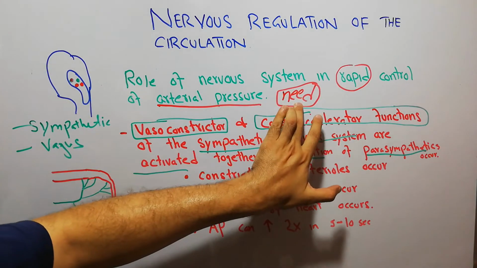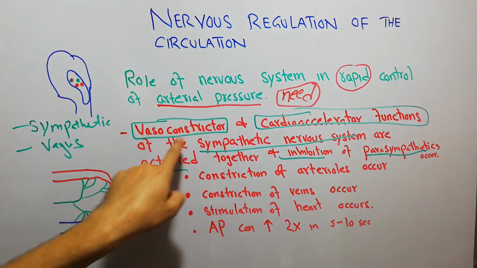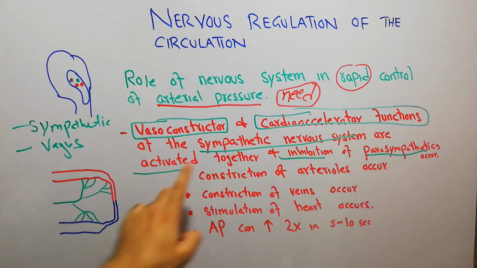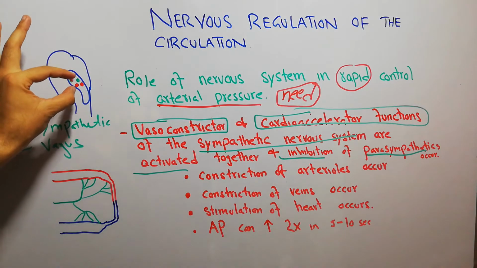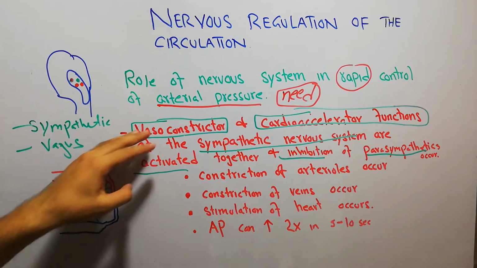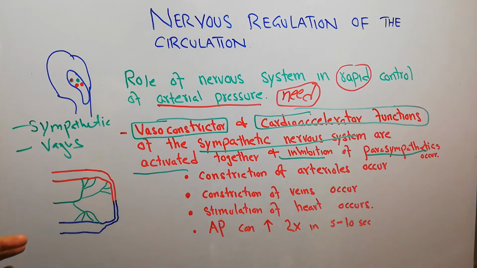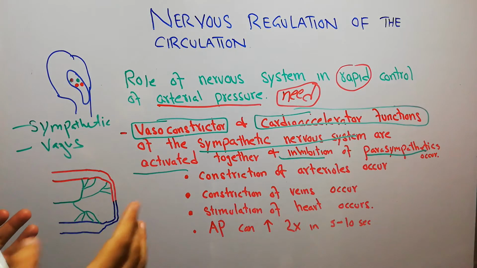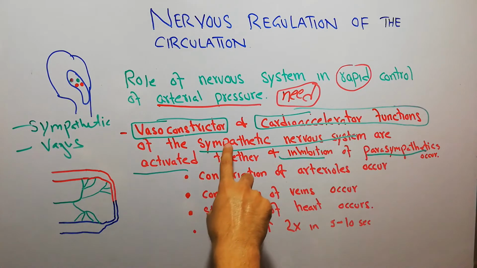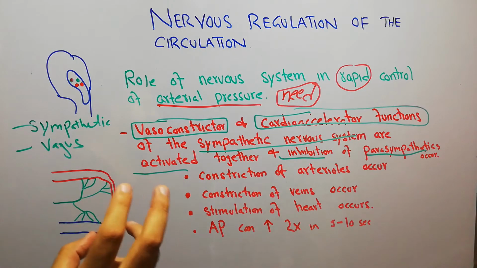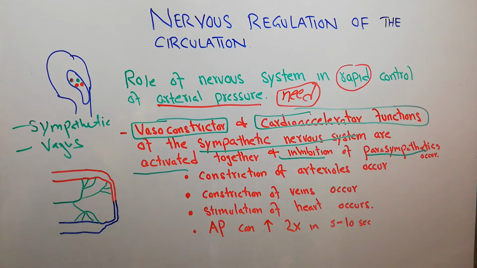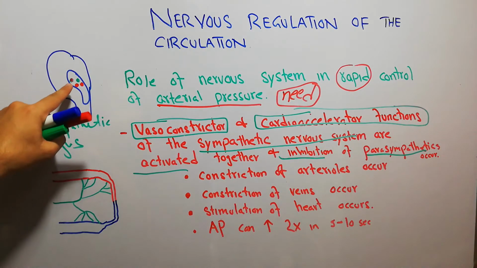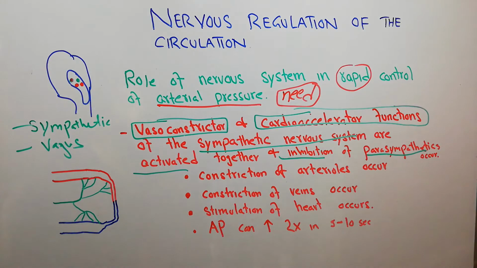So when there is a need to rapidly increase the arterial pressure, the vasoconstrictor and the cardioaccelerator functions of the sympathetic nervous system get activated. Inside the vasomotor center of the brain, the area which causes the constriction of the blood vessels and the area which causes an increase in the heart rate get activated, and that is with the help of the sympathetic nervous system, which gets activated with the help of the vasomotor center. And there is inhibition of the parasympathetic area.